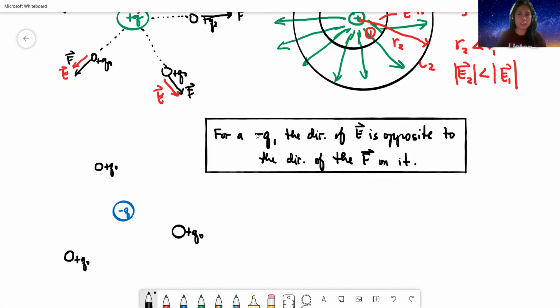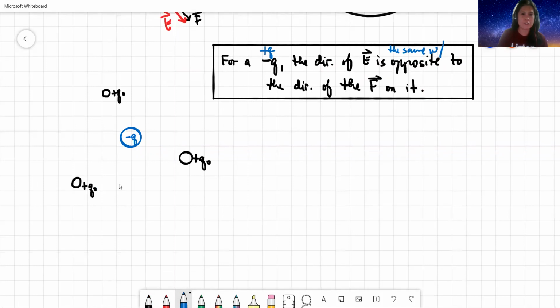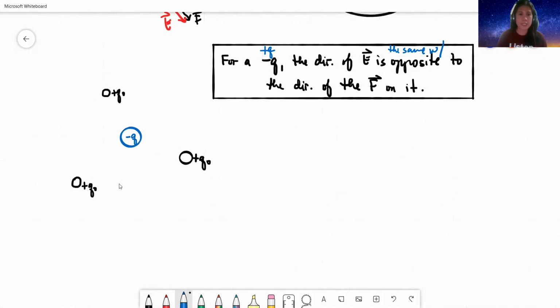But if it's a positive charge, as we said earlier, same statement, but I'll put it above. For a positive charge, the direction of the electric field is the same as the direction of the force on it. Okay, take note of that. We will use this principle in determining the electric field direction of a negative charge.